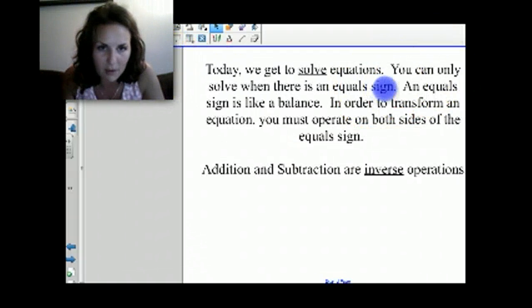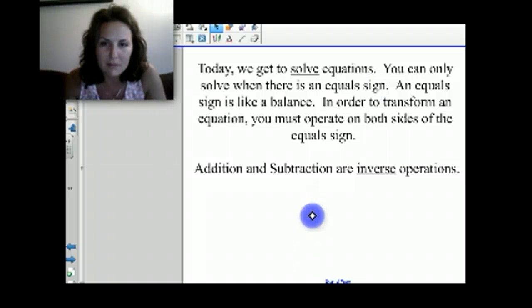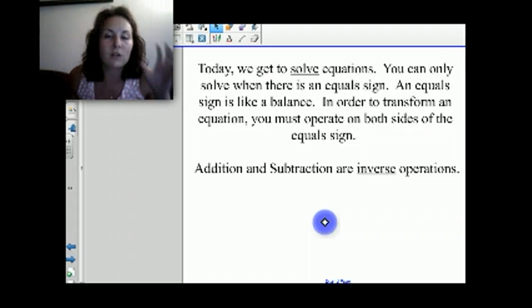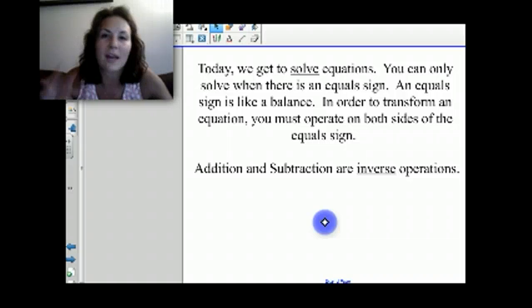Oh, let's move that over. And this says essentially what I just said. Today we get to solve equations. Okay? You solve equations with an equal sign. If there is no equals, you're not solving. Okay? An equation is like a balance. In order to do some operation to one side, you have to do it to both sides of the equation.